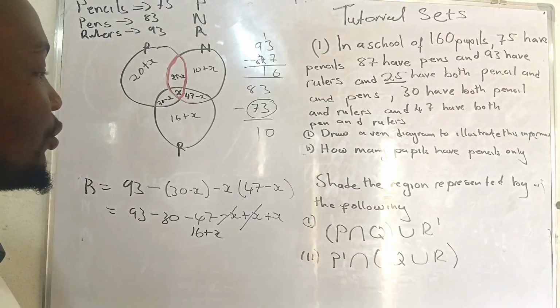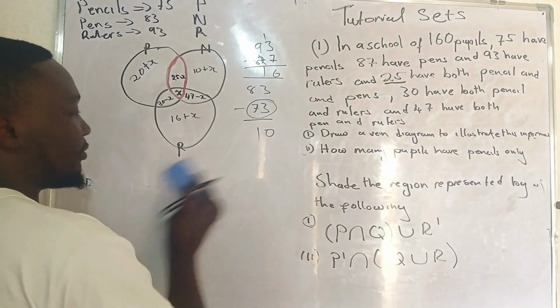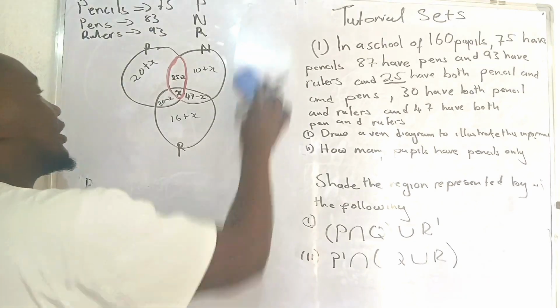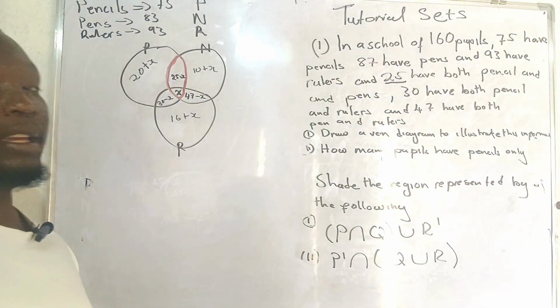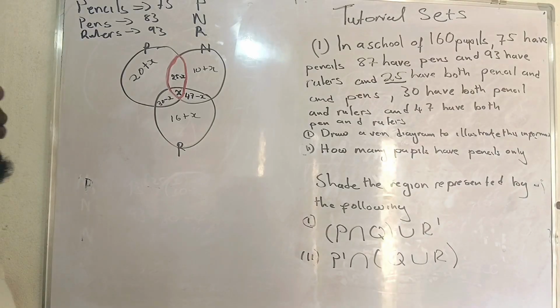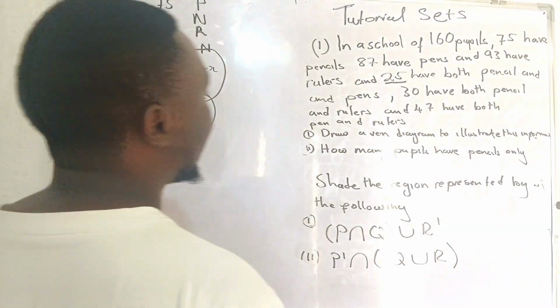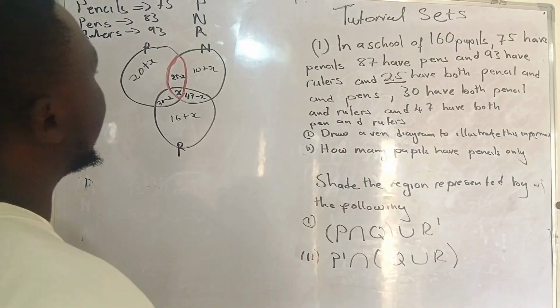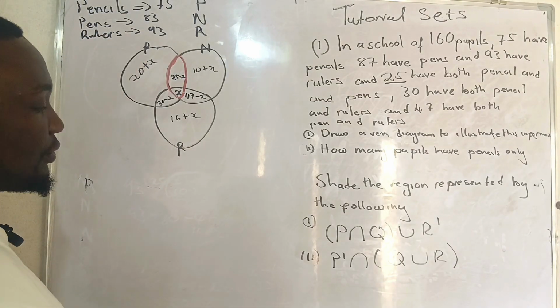So you have managed to illustrate all the information on the main diagram. So that's all the information illustrated on the Venn diagram. So let's move on to part 2. How many pupils have pencils only? We want to find how many people have pencils only.